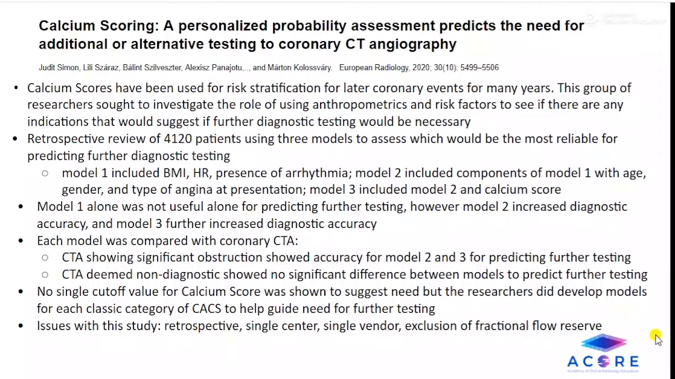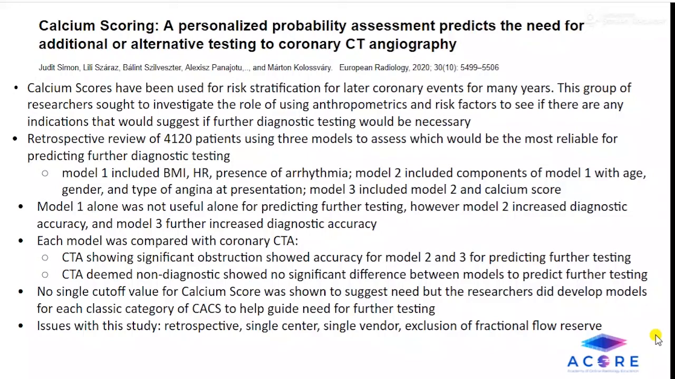4,120 patients were retrospectively reviewed. 276 of these patients had a non-diagnostic CTA in at least one coronary segment, and 1,073 patients had at least a 50% stenosis. The researchers used multiple models to test their hypothesis. The first model used BMI, heart rate, and presence of arrhythmia at presentation. Model 2 included the components of Model 1 and included age, gender, and type of angina at presentation. And Model 3 included the components of Model 2 and included the coronary artery calcium score as well.